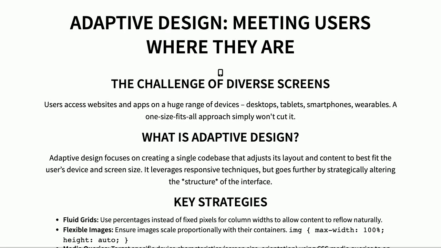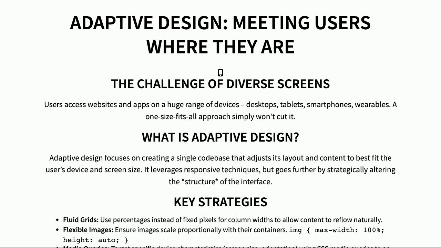Okay, let's talk about how we make sure our designs look great no matter what device someone's using. The problem is that people are accessing websites and apps on many different screens, from huge monitors to tiny smartphones. A standard design just won't do. Adaptive design is all about creating one website or app that intelligently changes its layout based on the screen it's being viewed on. It's like giving our content a chameleon-like ability to adjust itself.